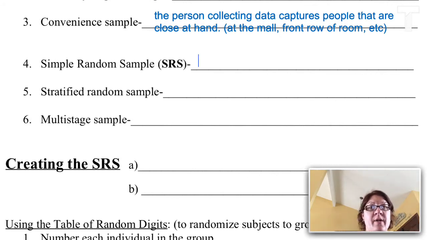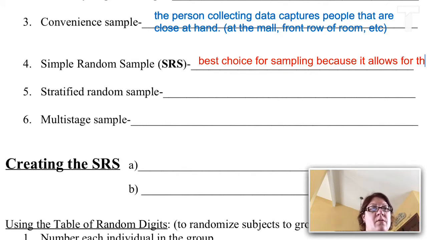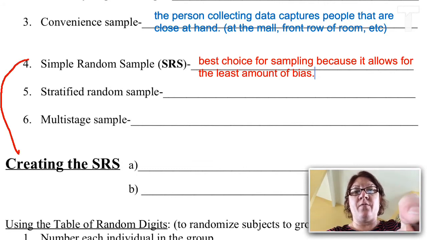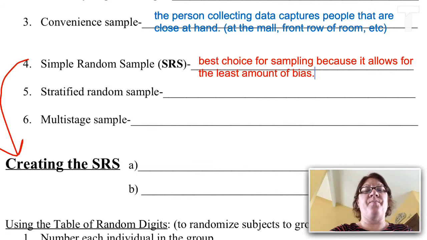So we're going to talk a little more in depth about number 4, which is simple random sample. But just know, and I'm going to put this in a different color, that this is the best choice for sampling because it allows for the least amount of bias. And we're going to talk about what the components for that are in just a second.